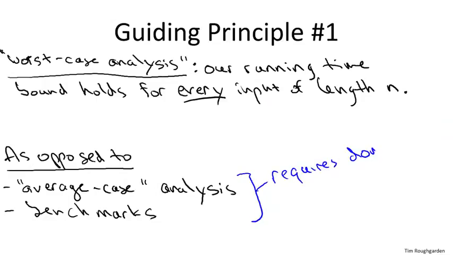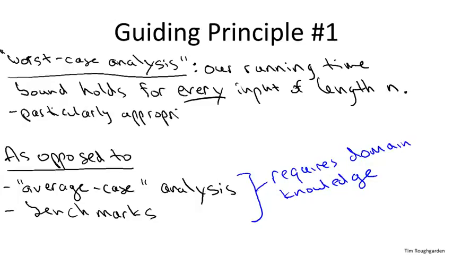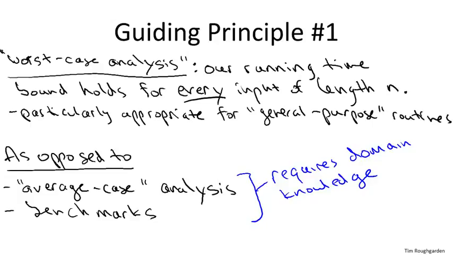You need to have some understanding of what inputs are more common than others, what inputs better represent typical inputs than others. By contrast, in worst case analysis, by definition, you're making absolutely no assumptions about where the input comes from. So as a result, worst case analysis is particularly appropriate for general purpose subroutines. Subroutines that you design without having any knowledge of how they will be used or what kind of inputs they will be used on.